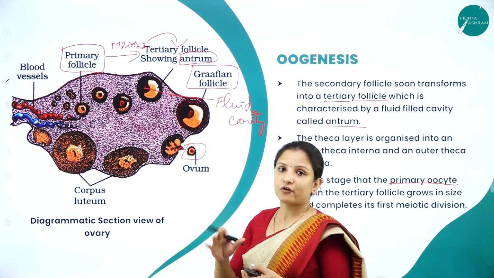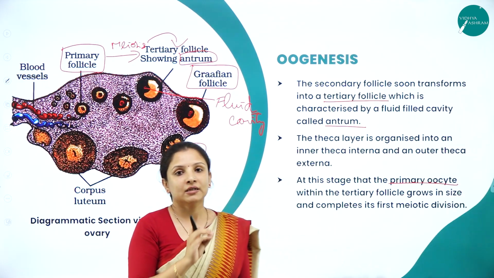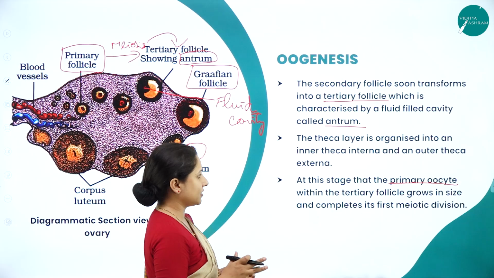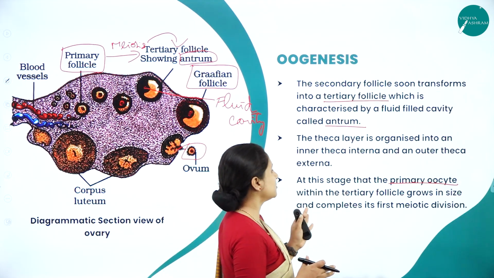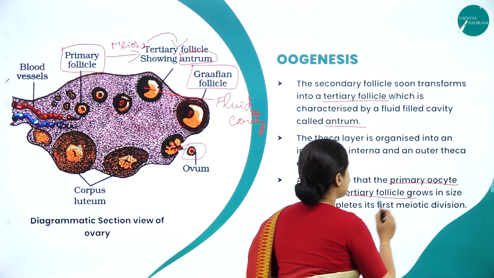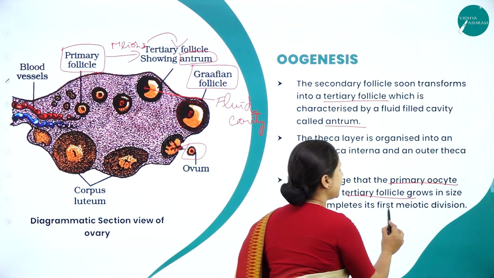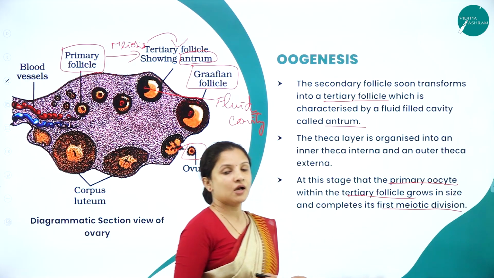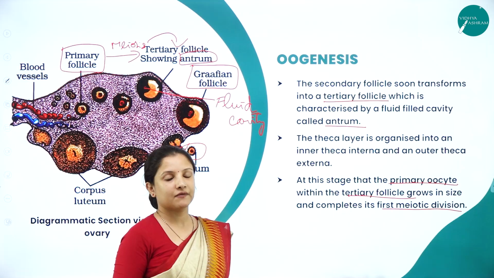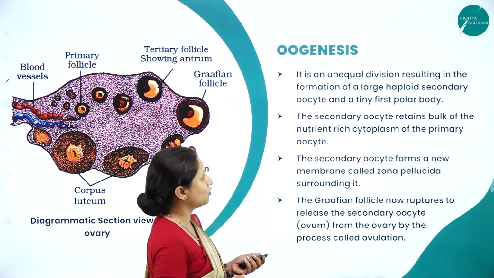But it's called secondary follicle because a number of layers of granulosa cells will keep surrounding that. So, at this stage, the primary oocyte within the tertiary follicle grows in size and completes its first meiotic division. After it completes its first meiotic division, it will form the secondary oocyte.